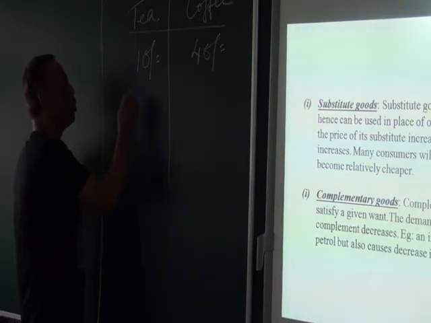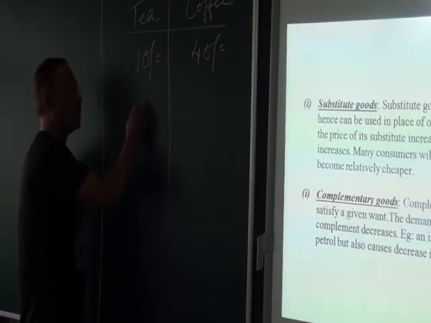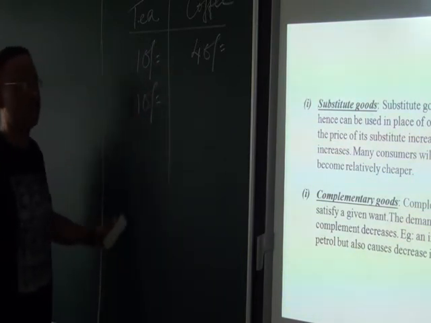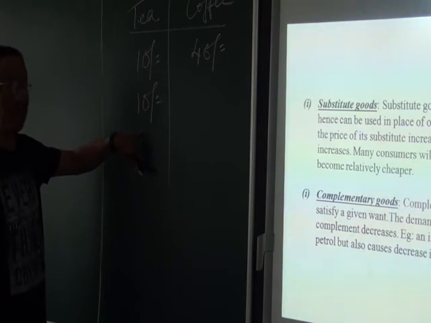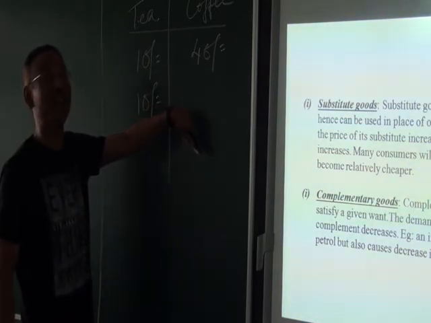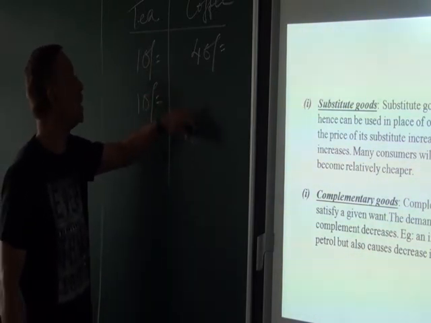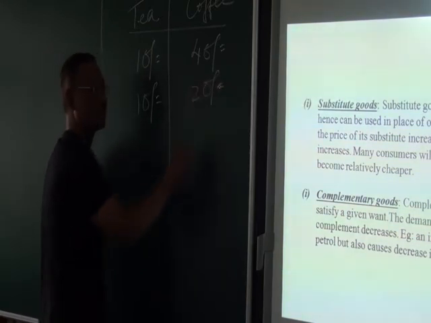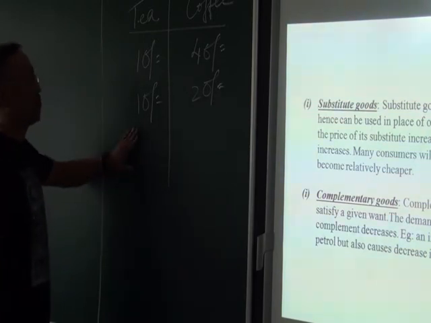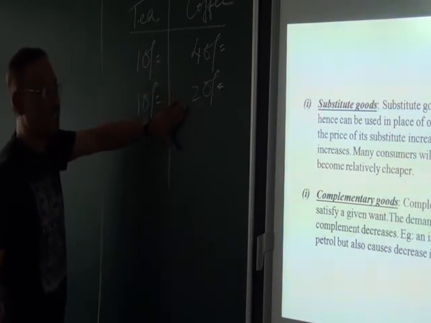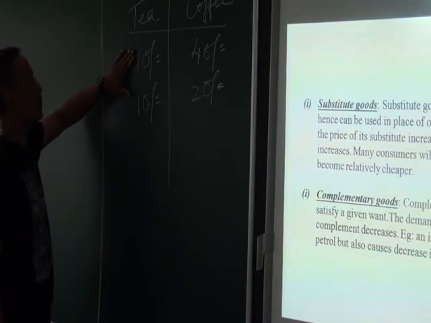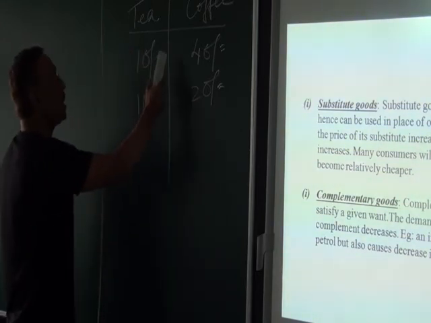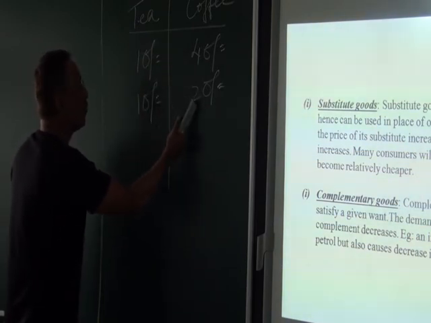Now you should be careful not to change the price of your commodity. The price of tea will remain the same. But the price of the substitute good will change. Let us say the price of coffee is now 20 rupees. So here you see the price of the substitute good has decreased and the price of your commodity has not changed. You will find that compared to before, coffee is cheaper.